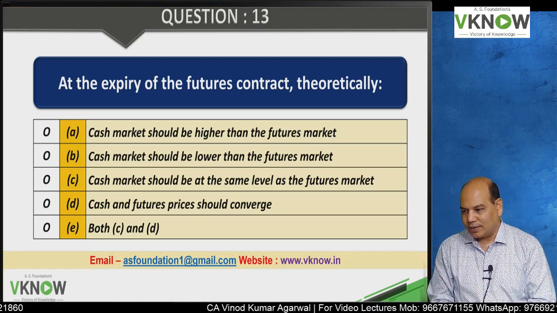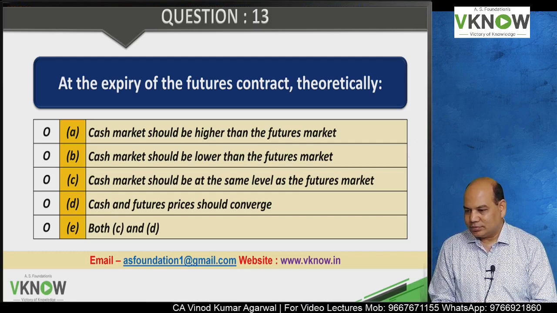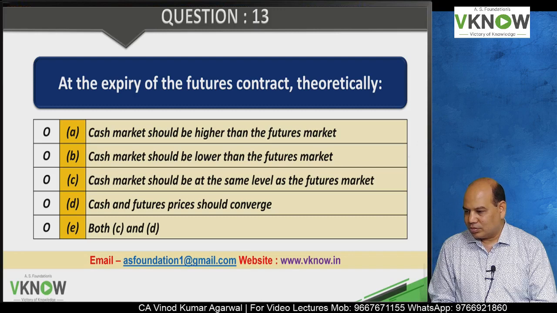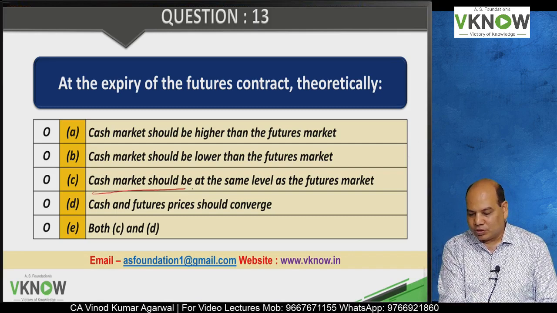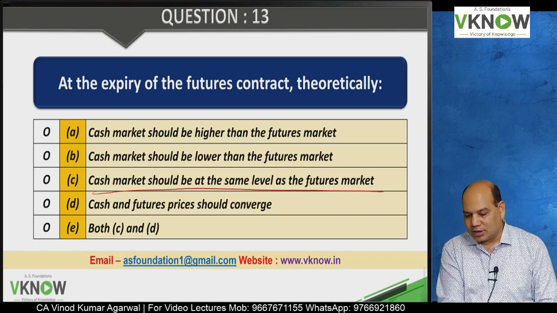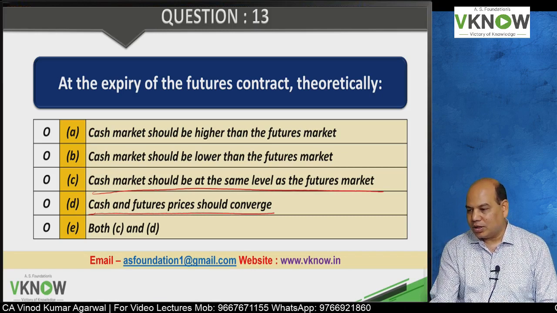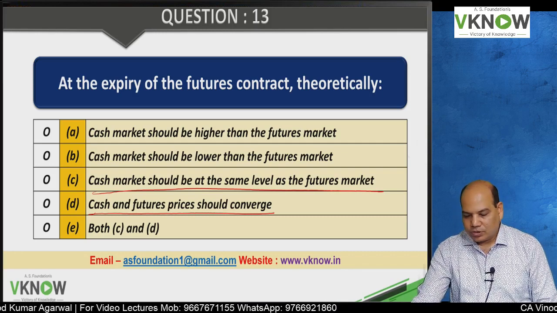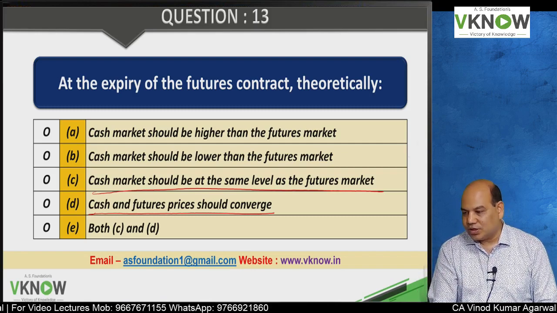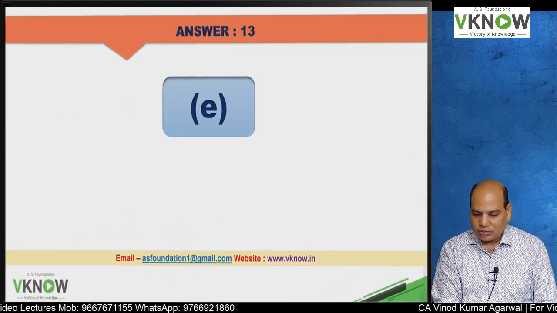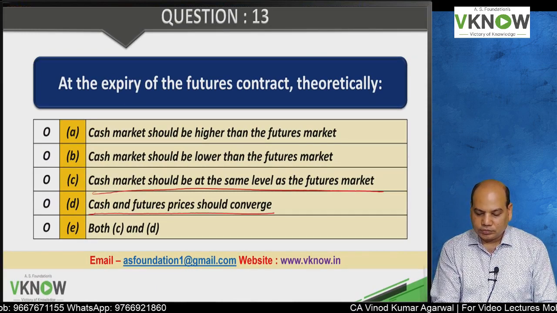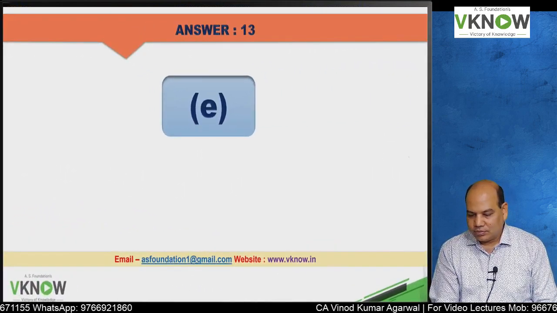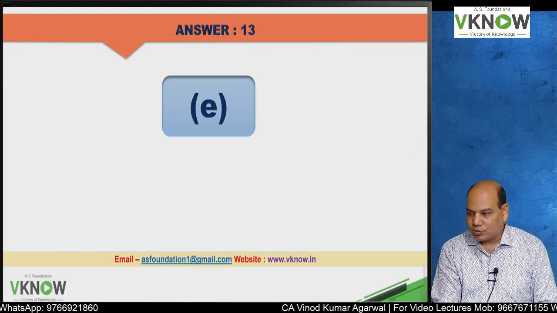Question number 13. What do you think? On the expiry of the future contract, what can happen? Cash market and future market, they converge. They come to the same level, which can be interpreted as cash and future should converge. Cash and future should be same level. Therefore, the last option, both C and D, is correct. The answer for question number 13 was the last option E.